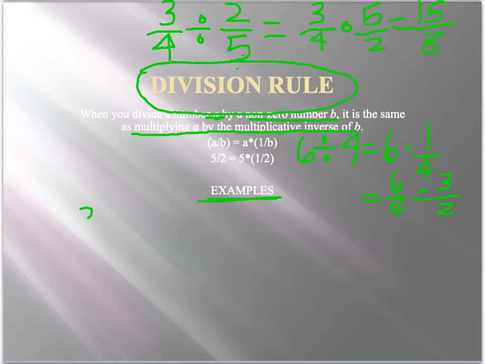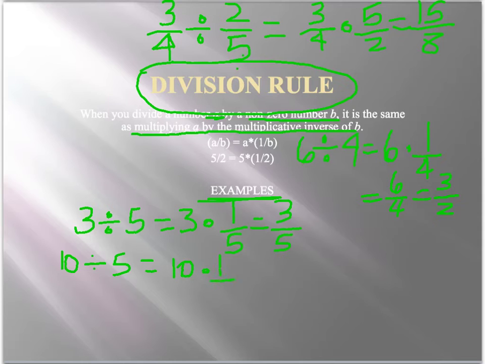So if I was doing 3 divided by 5, that's the same as doing 3 times the multiplicative inverse of 5, which is 1 over 5. So it's 3 over 5. So if I divide 10 by 5, well, we all know that's 2, but that's the same as doing 10 times the multiplicative inverse, or 1/5, which is 10 over 5, which is 2.